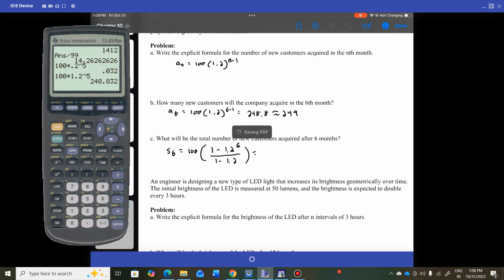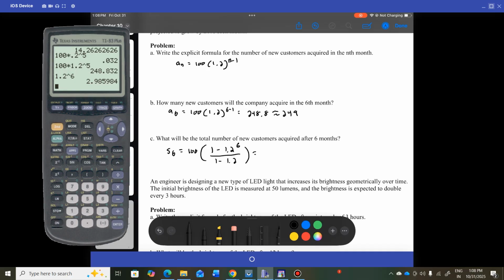Right, so 1.2 to the sixth, so 1 minus that, divided by 1 minus 1.2, and put parentheses around here. And then times 100. And we get 992.99, so about 993.